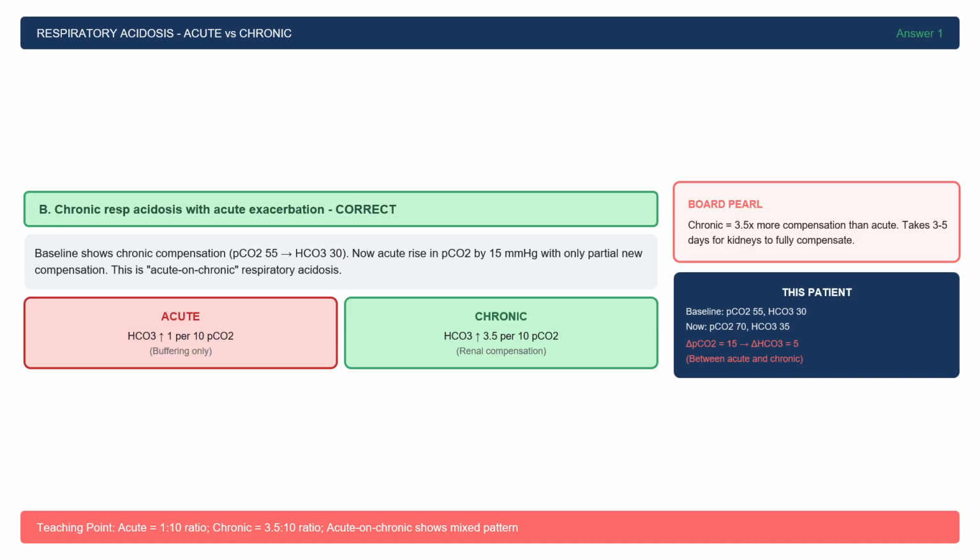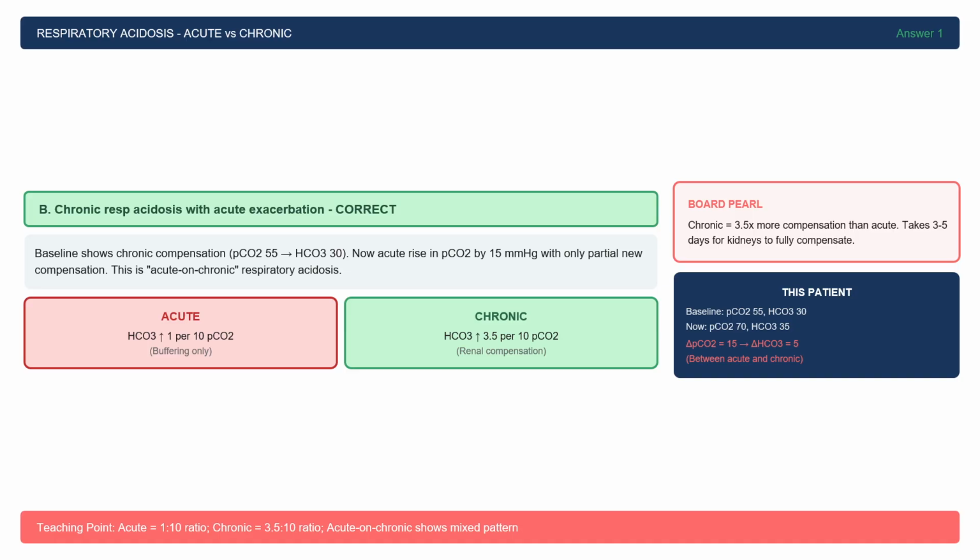Now he acutely worsened. The PCO2 jumped from 55 to 70. So that's an increase of 15 millimeters mercury. But the bicarb only went from 30 to 35, so it rose by 5. That bicarbonate rise is too much for a purely acute process, but not enough for full chronic compensation. And that in between pattern is the giveaway for acute on chronic respiratory acidosis.